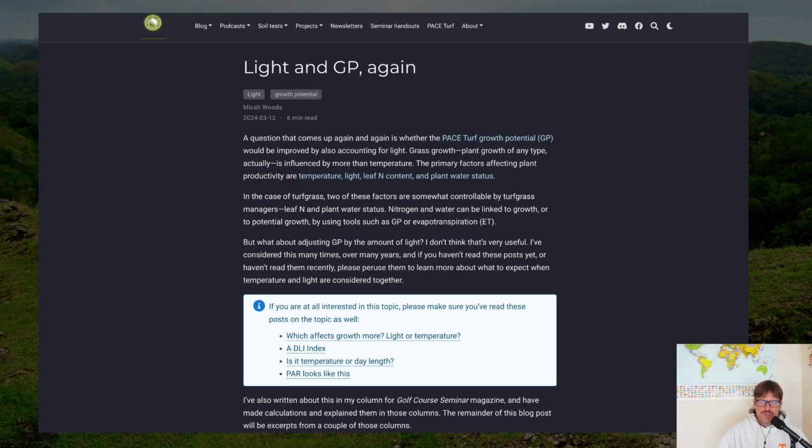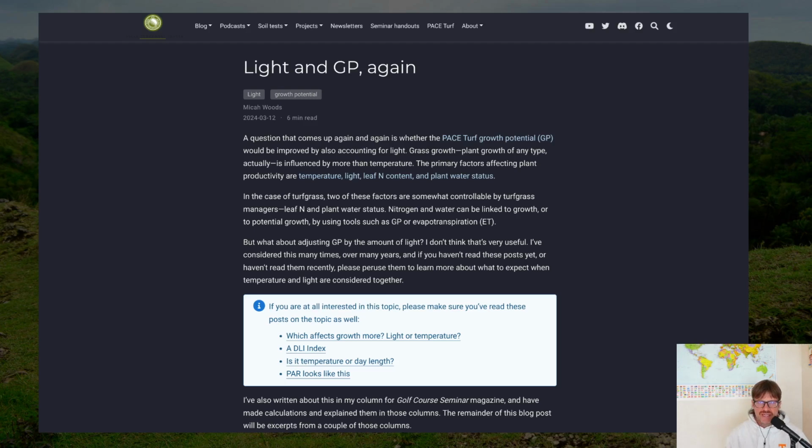And because the turfgrass manager can manage the plant water status and the turf manager can adjust the leaf nitrogen content, we can link those to the growth potential. And that's what much of the fertilizer, the types of fertilizer predictions that I make going into the future, predicting how much nitrogen the grass may use, how much the potassium requirement may be, and so on.